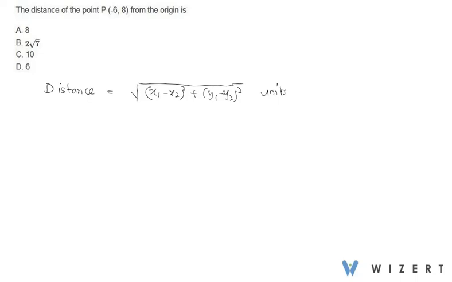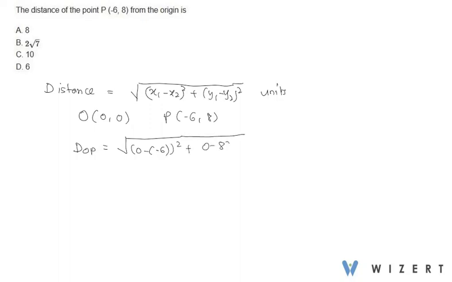Now, since coordinates of origin are (0, 0), distance of OP will be equal to, let's see, under root of (0 minus of minus 6) whole square plus (0 minus 8) whole square units, that is equal to minus of minus 6 is plus 6, 6 square is 36. So under root of 36 plus 8 square, that is minus 8 square is 64, so plus 64, which is equal to under root of 100, which is equal to 10 units.